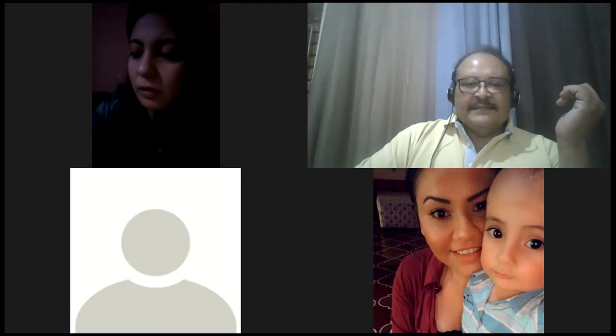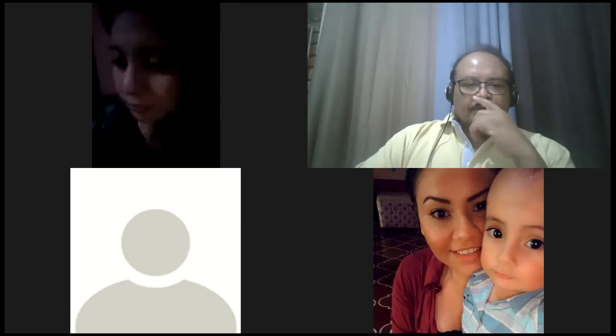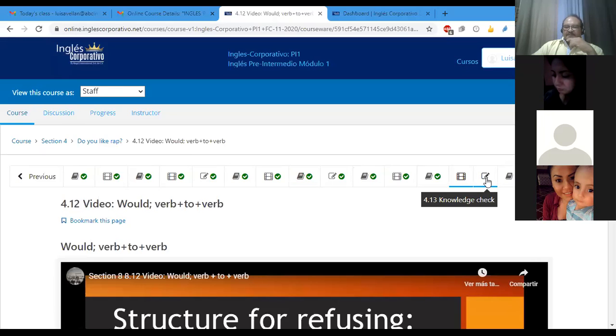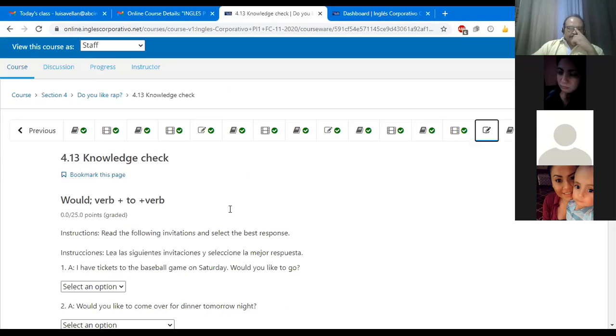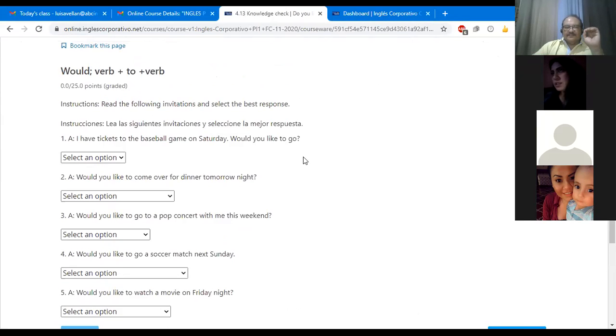Now let's see the platform, and in the platform we're going to do the exercise with the knowledge check. Okay, we have: read the following invitations and select the best response. Okay, Flor, can you read the first invitation, number one? Yes. I have tickets to the baseball game on Saturday. Would you like to go? Oh, perfect.